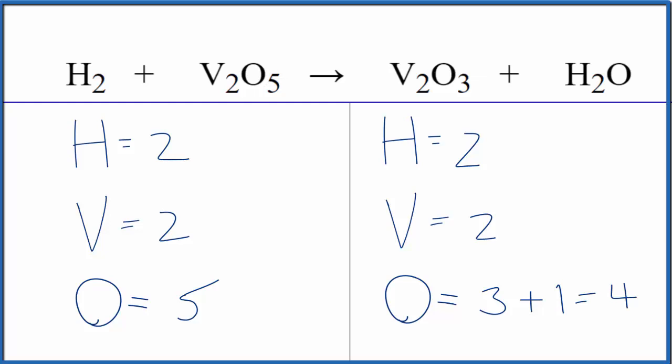A few things to note here. One is we have hydrogen by itself. It's H2. So if we change the coefficient here, it won't change the numbers of vanadiums or oxygens. So let's leave hydrogen until last. And let's try to balance the oxygens.